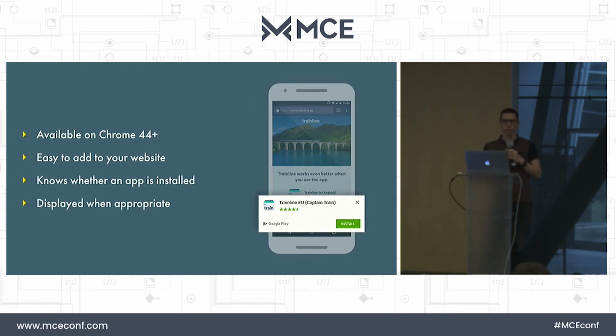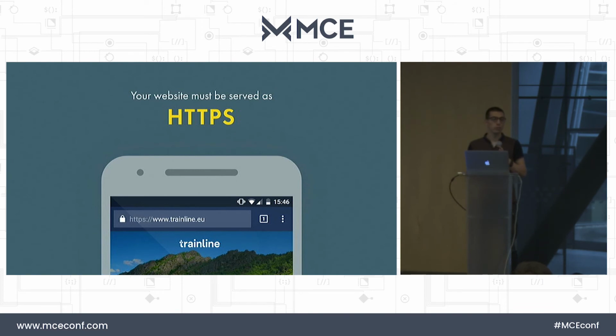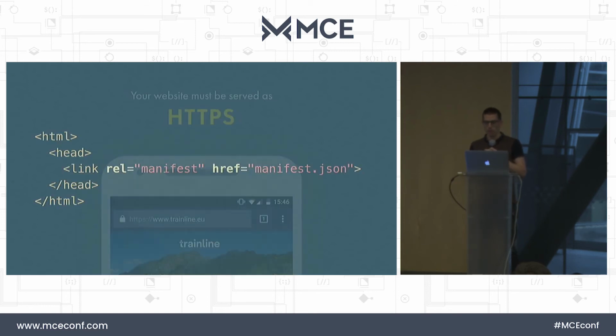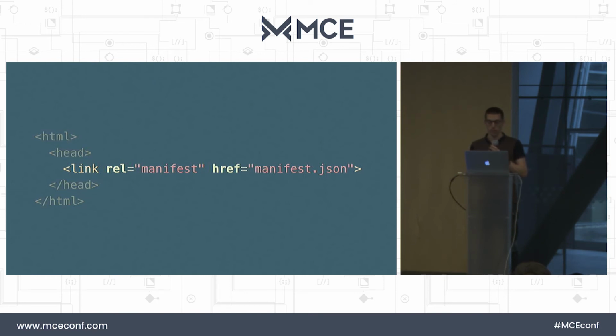So how can we do that? Well, first, you have to serve your website once again as HTTPS. That's something that will be more and more common in the future, so please make sure that your website is served as HTTPS. And then what you will have to do is just to add this in the HTML source code of your website. It's just to add a link to a JSON file that is called manifest.json.